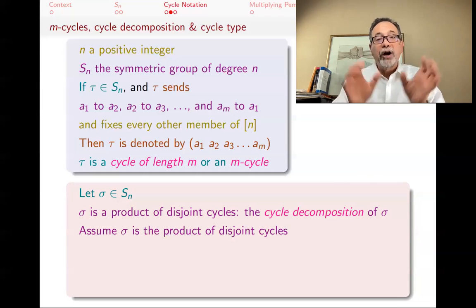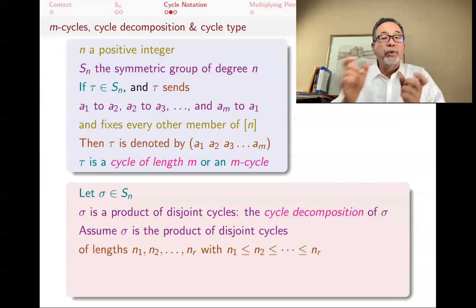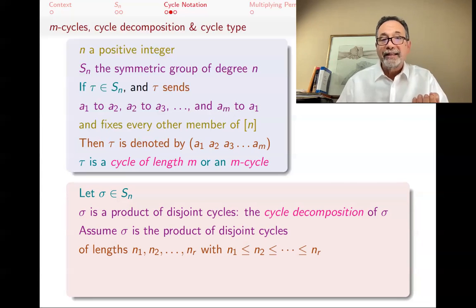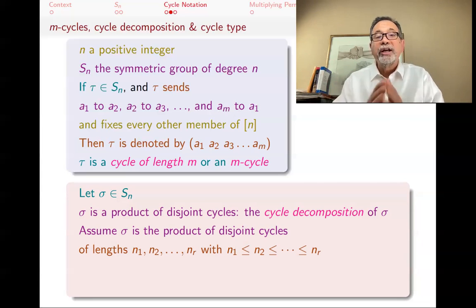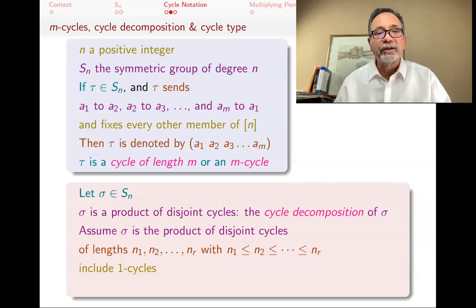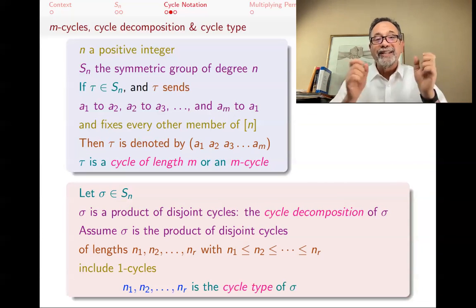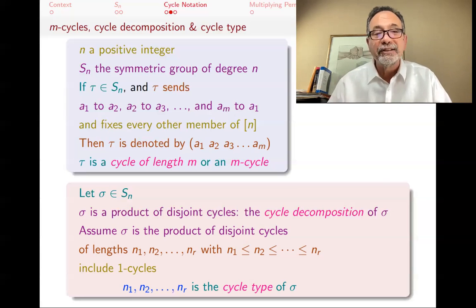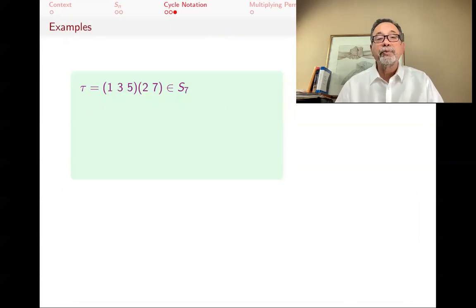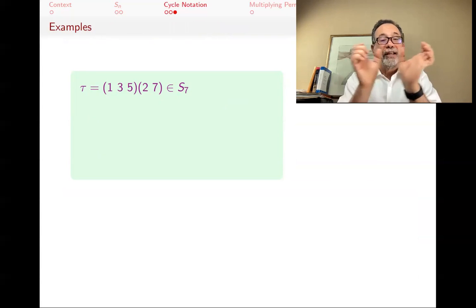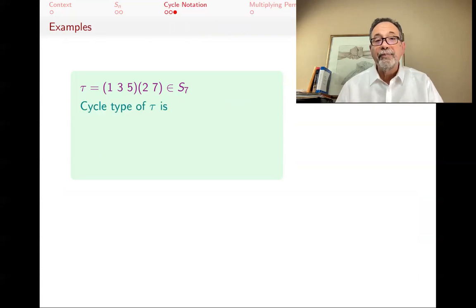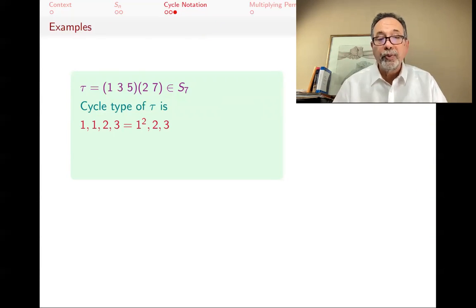If you write sigma as disjoint cycles, then they will have different lengths. And if you start with the smallest length, n1, n2, and go all the way to nr, if those are the lengths, including the 1-cycles, then this list of numbers, which are the lengths of the cycles, is called the cycle type of sigma. For example, the element we have been looking at in S7, the 3-cycle (1 3 5) and then a 2-cycle (2 7), I'm thinking of this as a product of these two. The cycle type of this is 1, 1, 2, 3. There are two cycles of size 1, those were the 4 and 6 that were fixed. Then there's a cycle of length 2 and a cycle of length 3. Usually we write that as 1 squared, 2, 3.